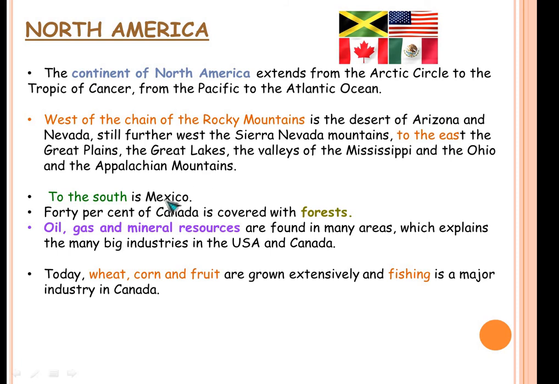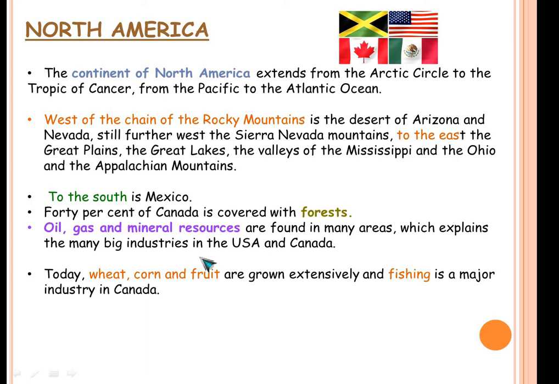And 40% of Canada was covered with forests, and these three things, that is oil, gas, and mineral resources, can be found in many areas, and that explains many big industries in the USA and Canada. It is because of the availability of the resources, and they also had the technology to tap these resources, which was a great boon for them. So oil, gas and mineral resources.